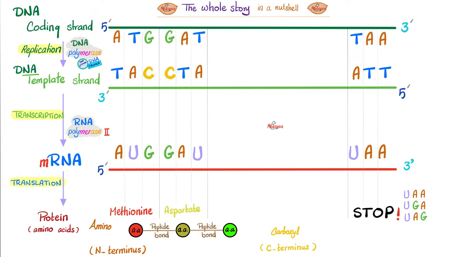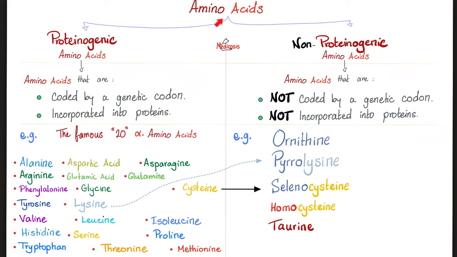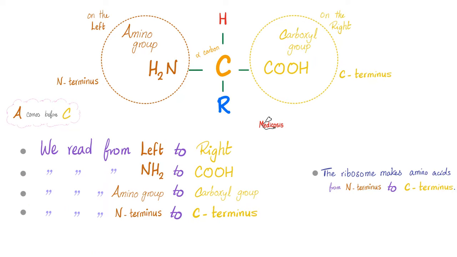And whether we're talking about replication, transcription, or translation, we're always adding new nucleotides in the 5' to 3' direction. How many amino acids do we have in the world? A lot. However, how many proteogenic amino acids are coded by your genetic code? Only 20. We read the amino acids from left to right, from the N terminus to the C terminus, because this is the direction of their synthesis.